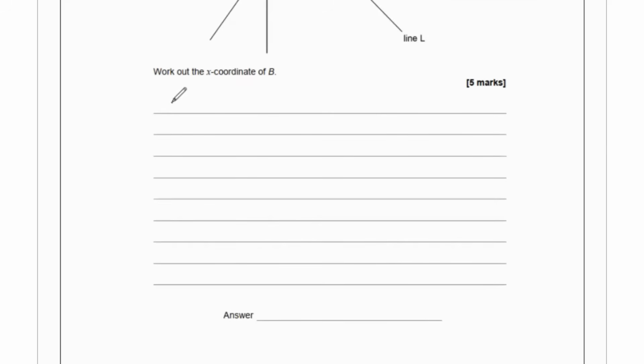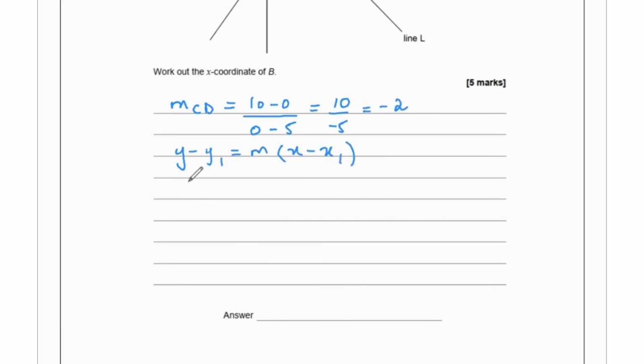So gradient of CD is going to be 10 minus 0 over 0 minus 5, which is going to be 10 over negative 5, and that's negative 2. So we can use point slope form, y minus y1 equals m times x minus x1, or we could even use y equals mx plus c. Actually, let's use y equals mx plus c. That's going to be more simple.